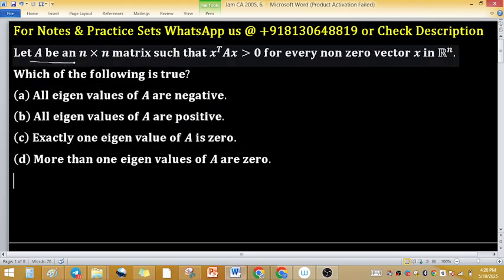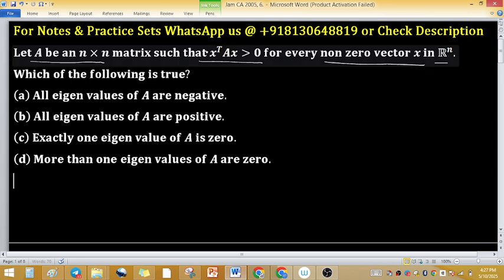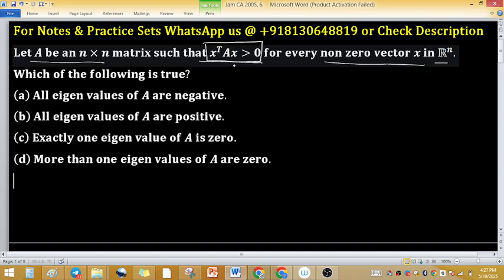Let A be an n cross n matrix such that x transpose Ax is greater than 0 for every non-zero vector x in Rn. So this is the given information we have. Now, focusing on this condition, we recall some facts.